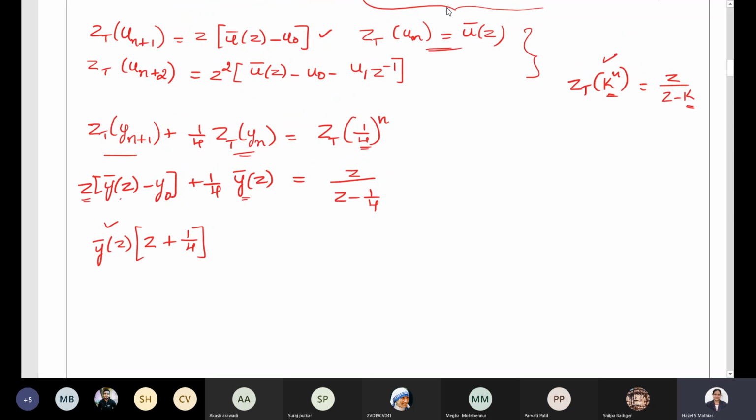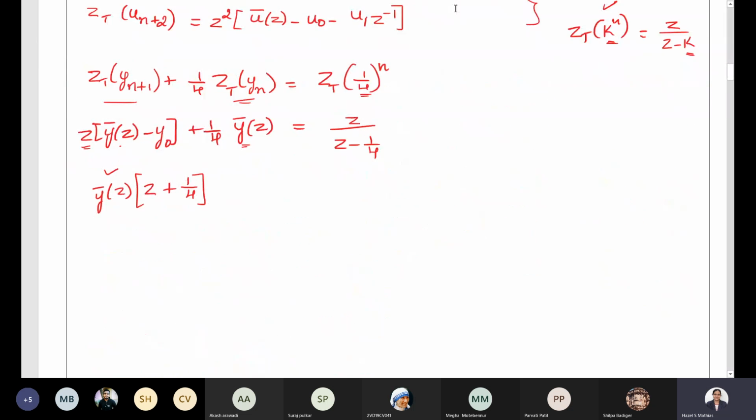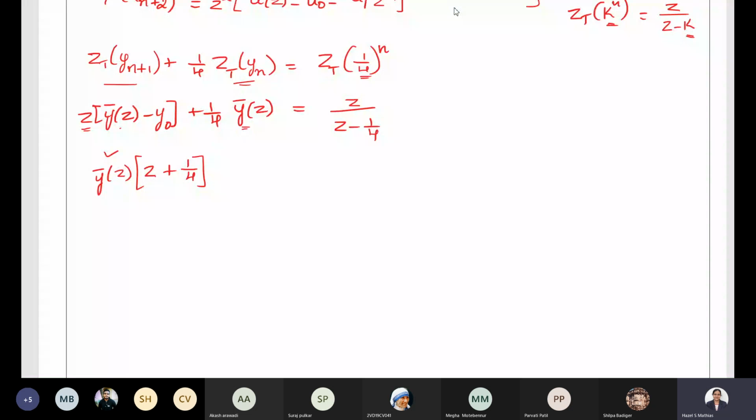And in the question, the value of y naught is given. What is it? 0. So if you substitute y naught to be 0, what remains is y bar of z into z plus 1 by 4 equal to z divided by z minus 1 by 4. That's the expression on the right-hand side.